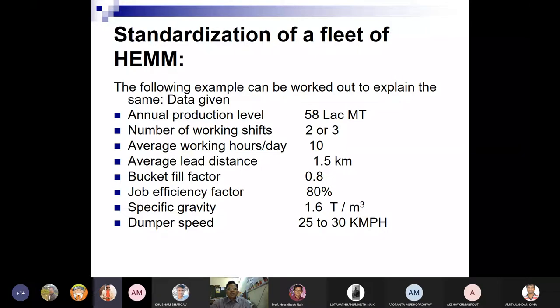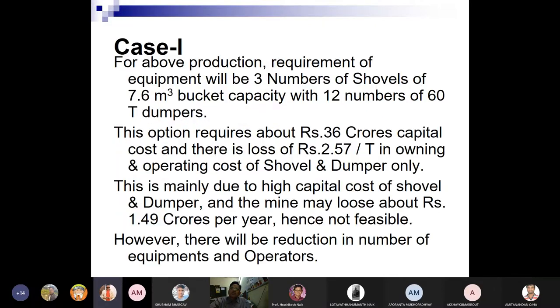Bucket fill factor, 0.8. Job efficiency factor, 80%. Specific gravity, 1.6 tons per cubic meter. Dumper speed, 25 to 30 kilometers per hour. By taking this, let us calculate for case 1.